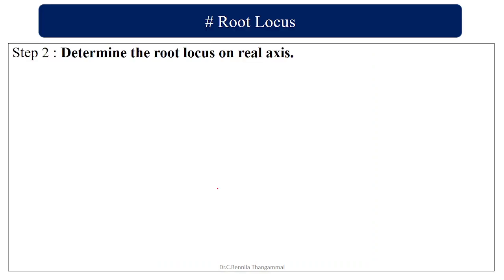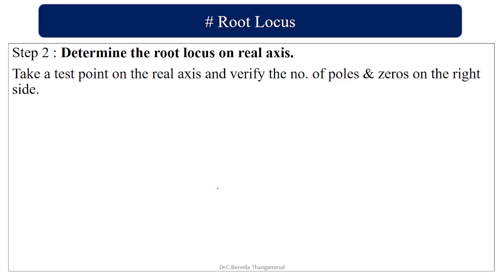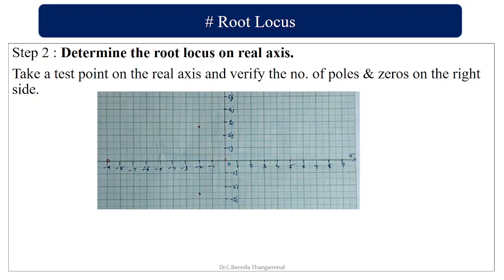Next, step 2 is to determine the root locus on the real axis. Take a test point on the real axis and verify the number of poles and zeros on the right side. If it is an odd number, then you will have the root locus. If it is an even number, then there is no possibility of root locus in that area. So this is how we consider only the real axis.